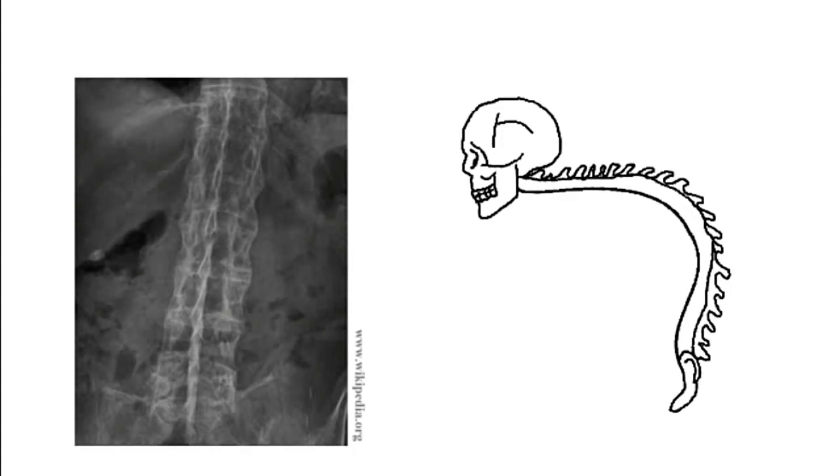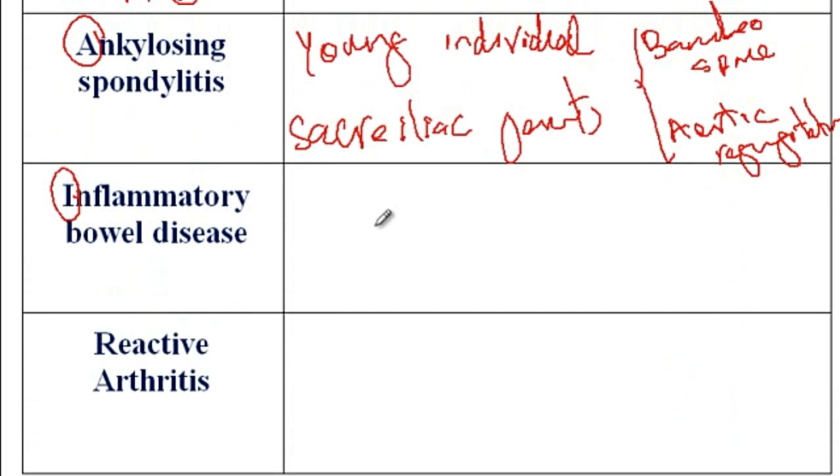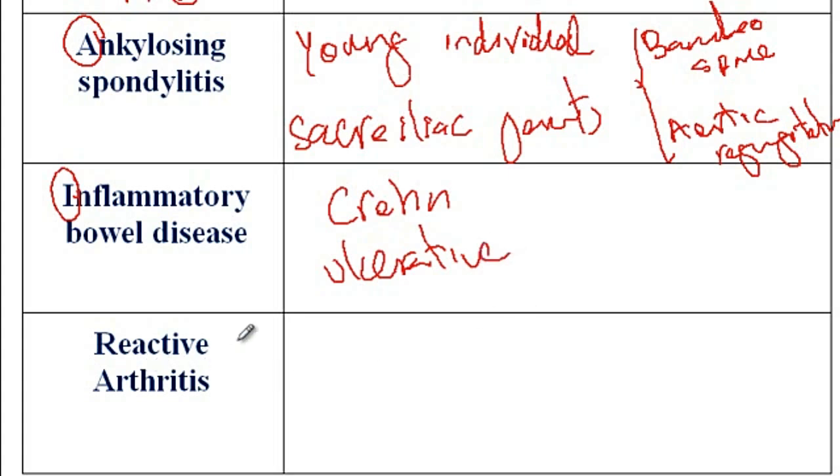So here is an example of a bamboo spine. So you can see that these patients usually have a back that is bent, and then due to the calcifications of the longitudinal ligaments, here is the calcification that you see. It's referred to as bamboo spine. The next condition is inflammatory bowel disease, and these include the Crohn's disease and ulcerative colitis. And then finally, we have reactive arthritis, also known as Reiter's syndrome.